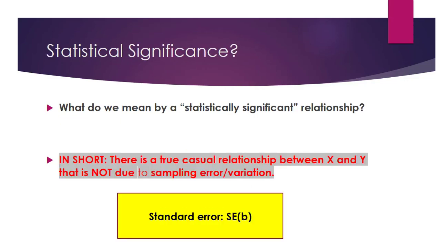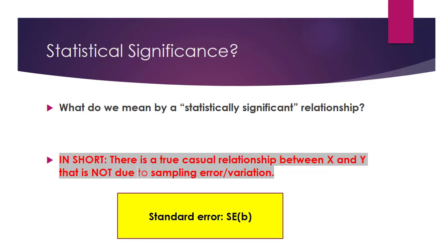What do we mean by a statistically significant relationship? You'll hear this a lot when dealing with regressions. In short, it means that there is a true, causal relationship between X and Y. It is not simply due to sampling variation or sampling error. It's a true relationship between X and Y. Now, to fully understand what I mean, we need to discuss the standard error of B.